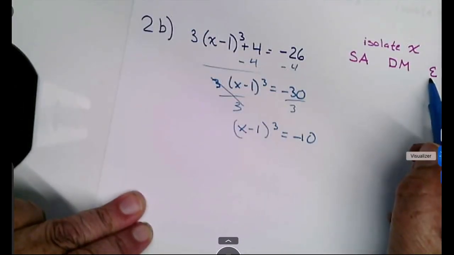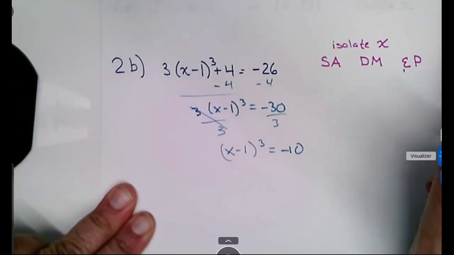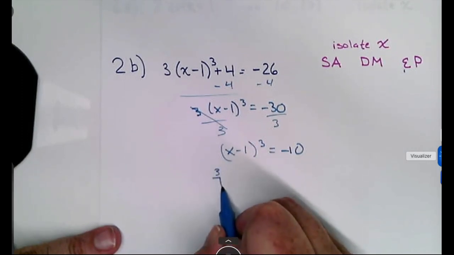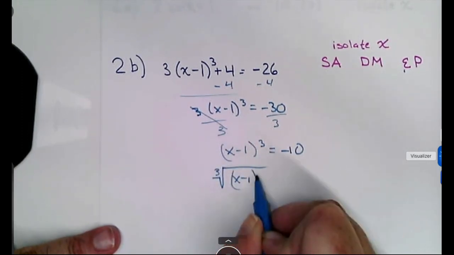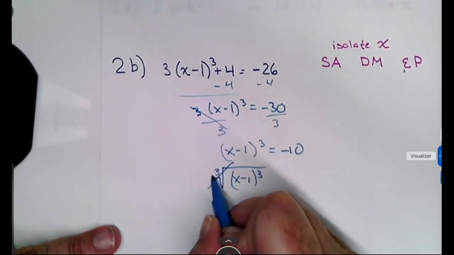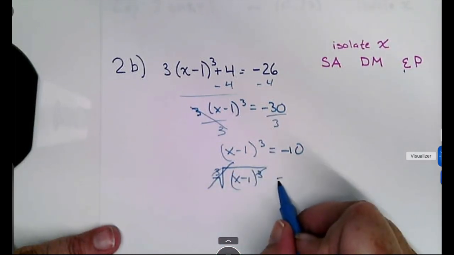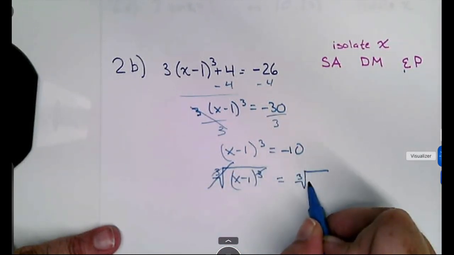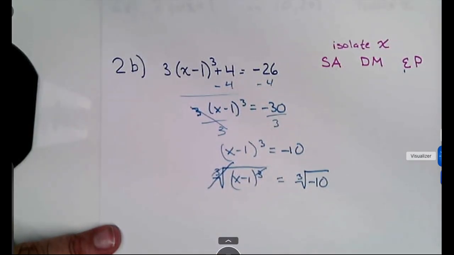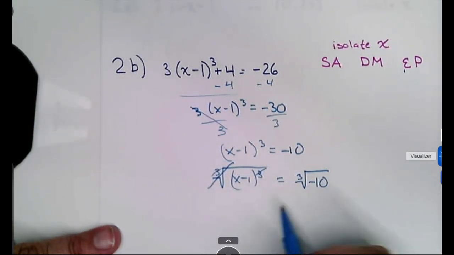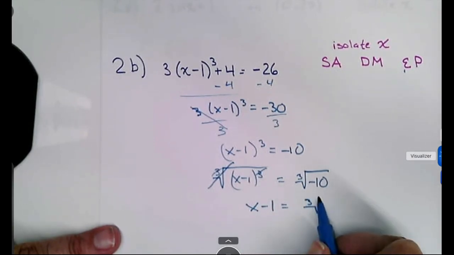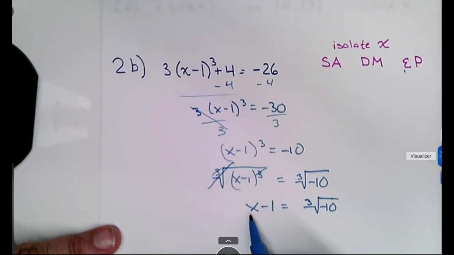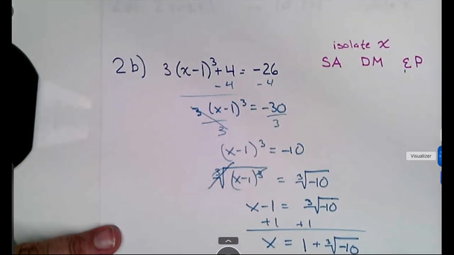It says evaluate the exponent, or get rid of the exponent, and we want to use inverse operations there. So a cube root cancels out a cube, and then I'll have a cube root of negative 10 over here. I don't have to do plus and minus on a cube root. I have x minus 1 equals the cube root of negative 10. The parentheses are now gone, and so now I kind of start over, and I have to add 1 to both sides.